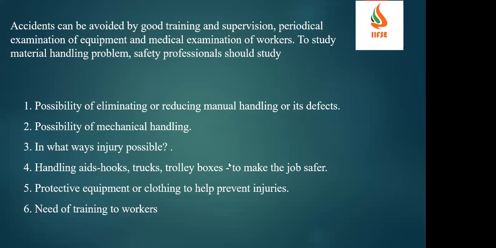As I mentioned, there is the hierarchy of control. One is elimination. First, we try to eliminate the hazard. As I see here, the possibility of eliminating. We have to check, okay, how I can avoid manual material handling completely, elimination. If it is not happening, then we have to go for engineering control. Engineering control in the sense, we are going for substitution. Substitution in the sense, we are going with mechanical handling.